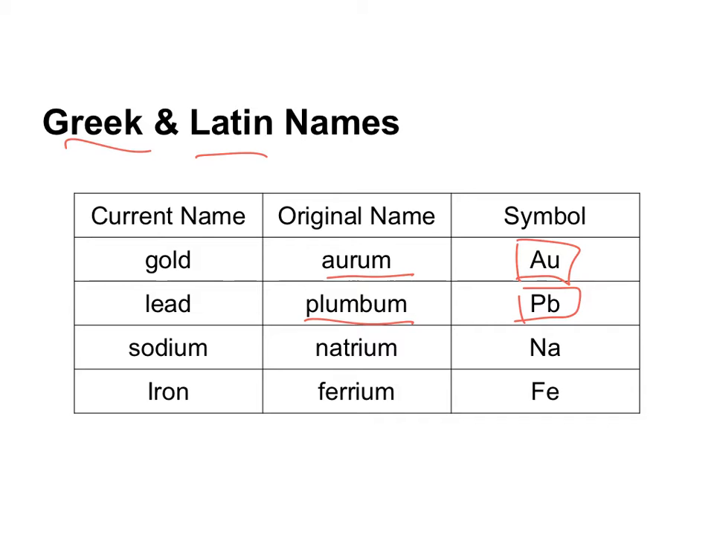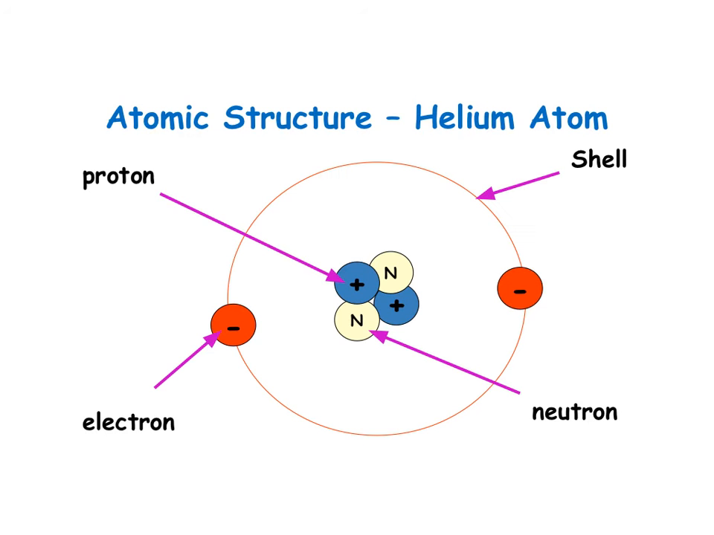Sodium is a really common one that we use a lot, is Na. Natrium was the original name, and iron is Fe. Ferrium was the original name. So you guys will get kind of used to these. There's some of them like sodium we use a lot, so you'll recognize sodium as Na, not S. S is sulfur. So just some things to keep in mind and be careful about.